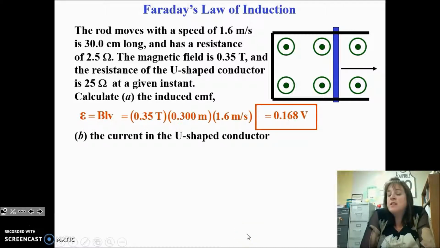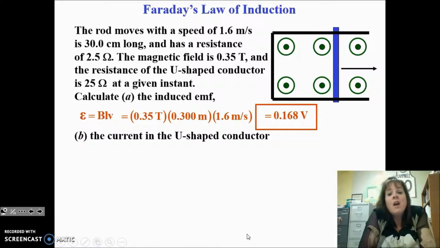Well, now that I got voltage, I will have current. So what is the current in the U-shaped conductor? Well, we're going to use Ohm's law, right? Current is equal to the voltage divided by the resistance. So we have our voltage, but what's the resistance? Is it just 25 ohms? I mean, I only want to know the current in the U-shaped conductor.